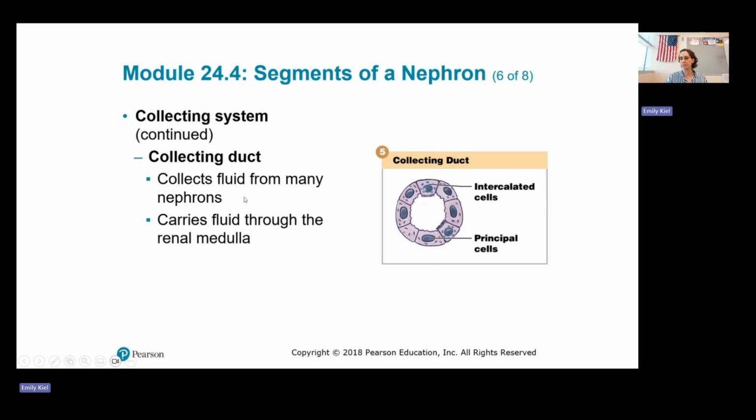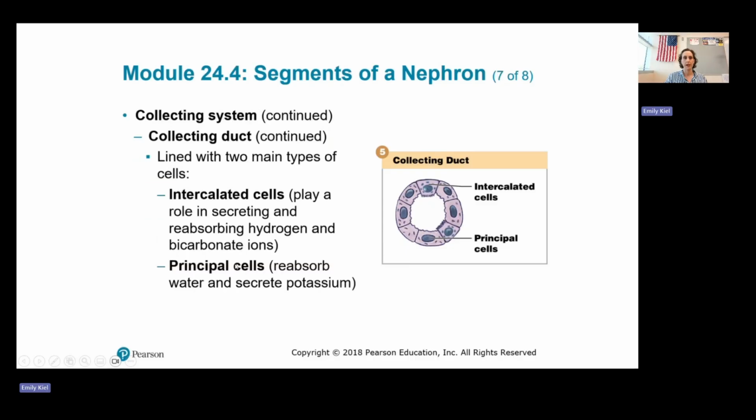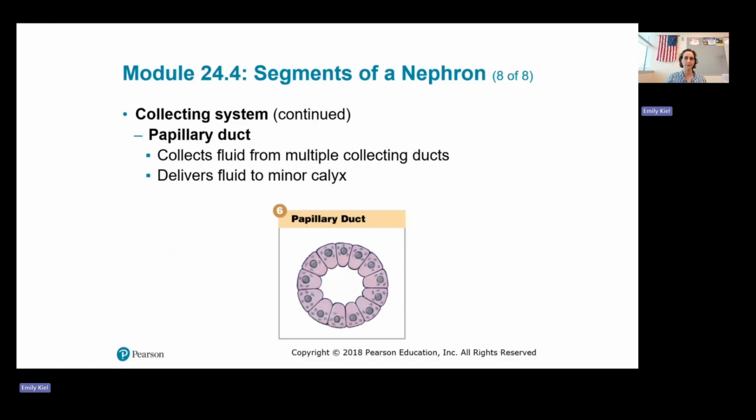Again, it's going to collect fluid from many nephrons and carry that fluid through the renal medulla. The two main types of cells are the intercalated cells. These cells have a specific role in secreting and reabsorbing hydrogen and bicarbonate ions. So intercalated cells control pH. Principal cells are going to help reabsorb water and secrete potassium. I don't know if it helps to remember that principal cells and potassium start with a P, but maybe that can help you keep some of those cell types straight.